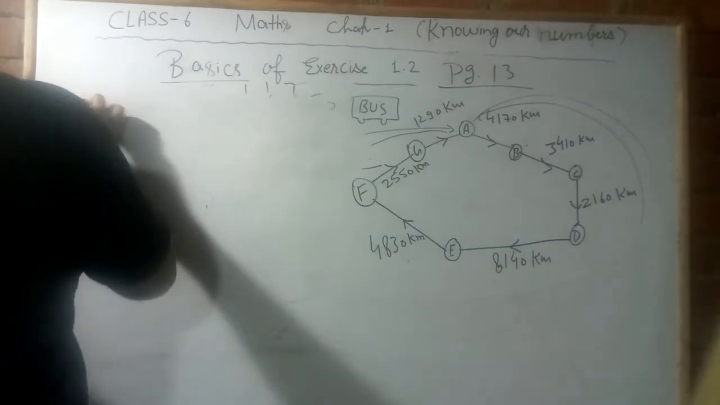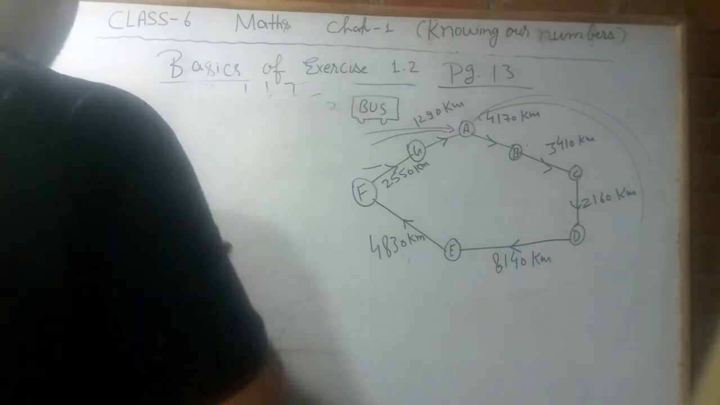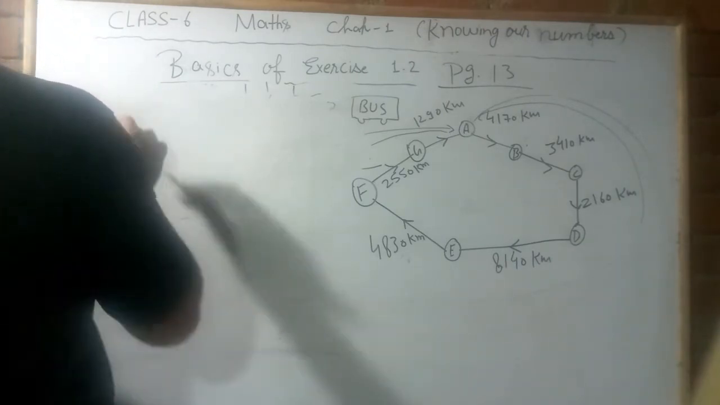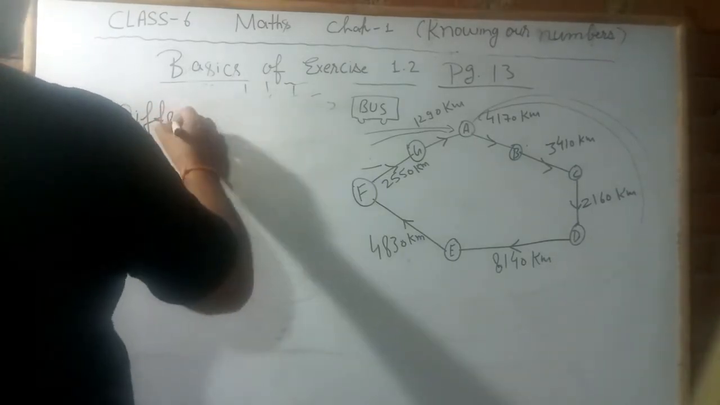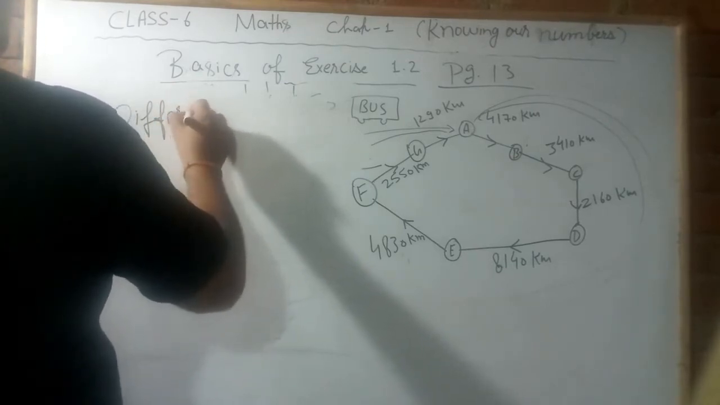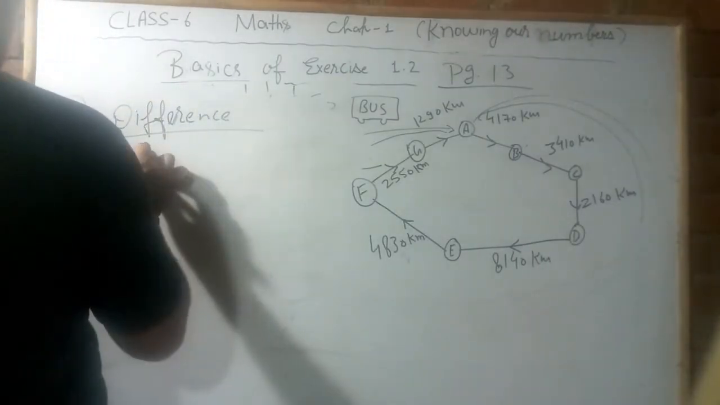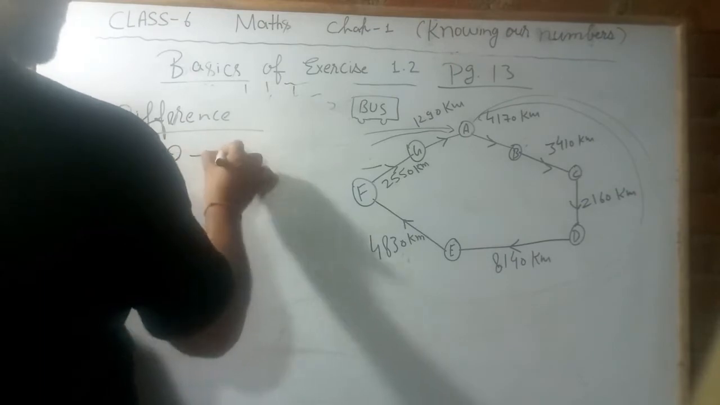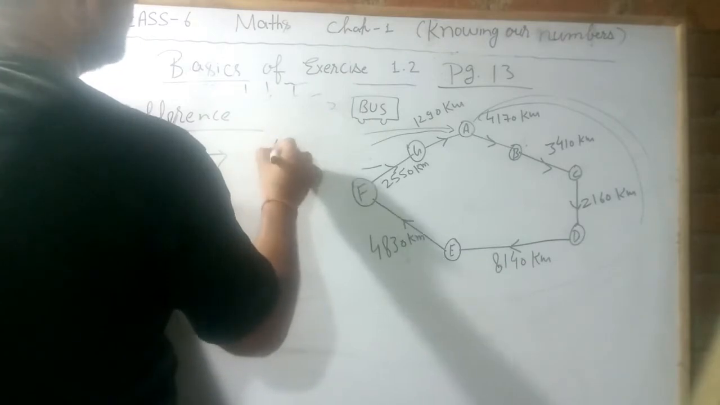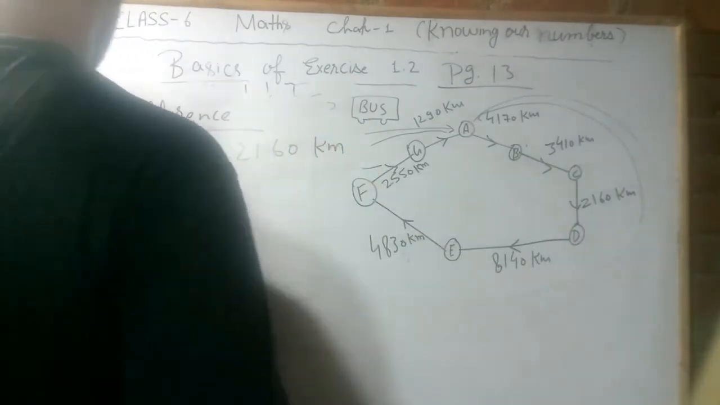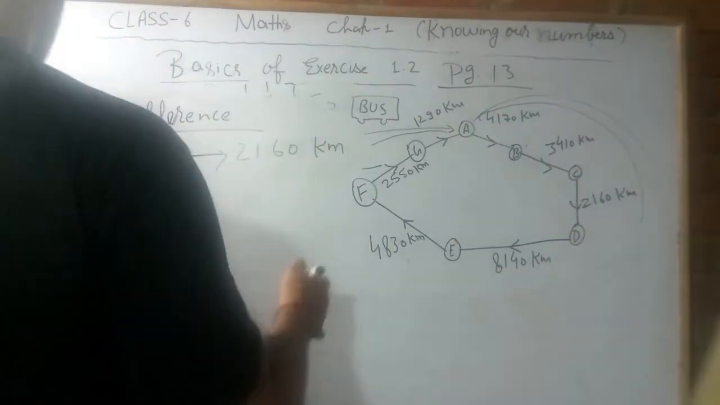Now D. Can you find the difference of distance from C to D and D to A? We have to find the difference now. From C to D, what is the distance total? C to D is 2160 kilometer, and D to A. The difference we have to find.